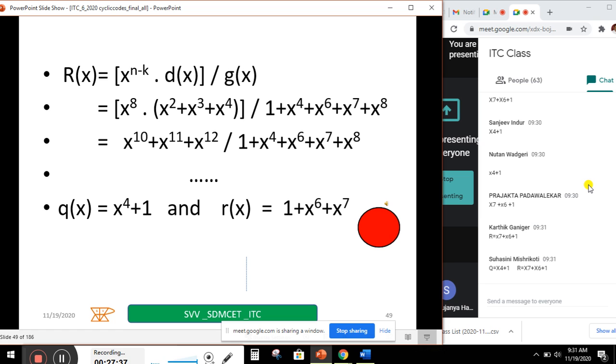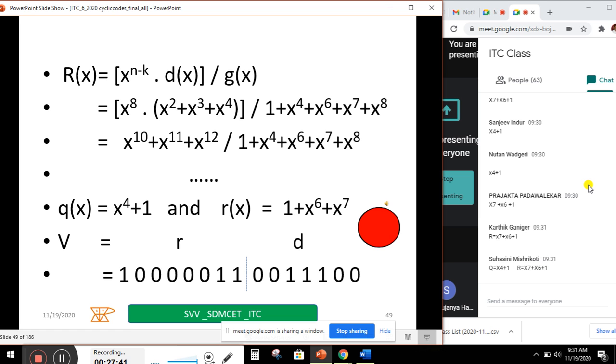I got q equal to x raised to 4 plus 1, and r of x equal to 1 plus x raised to 6 plus x raised to 7. Now write down the code word, all of you. All of us know how to write a code word: R followed by D. All of you write down the code word in your notebook, R followed by D. Thank you, Vidya. And using q of x, you try to write down and find out.